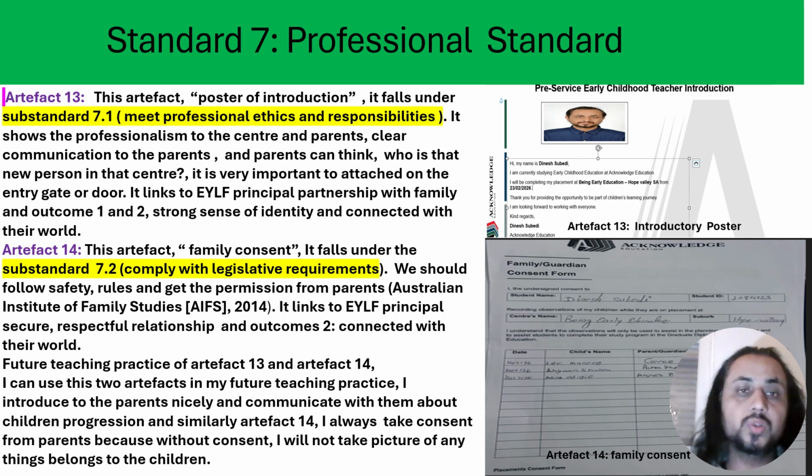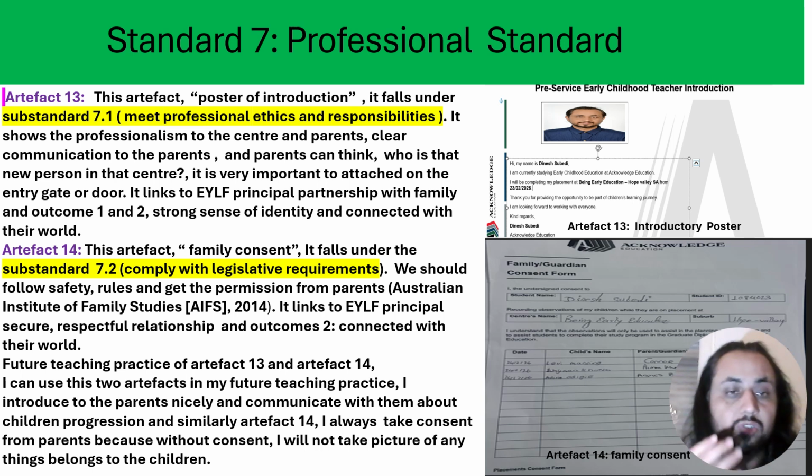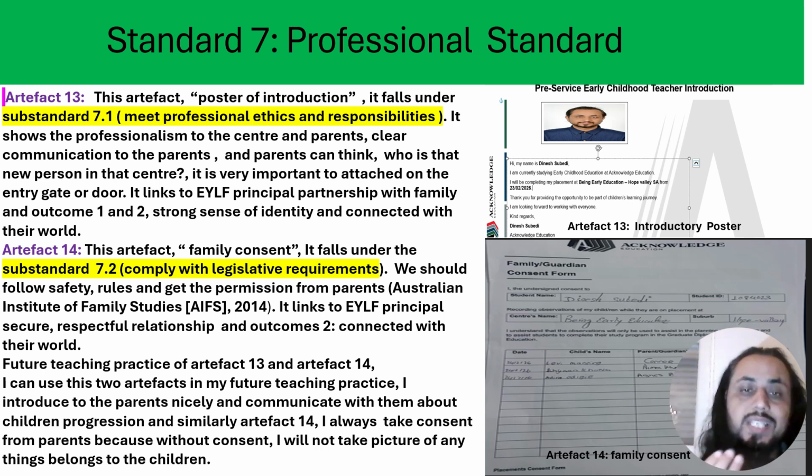This slide belongs to Standard 7, professional engagement. Artifact 13, the poster of the introduction, falls under substandard 7.1, meet professional ethics and responsibilities. It shows professionalism to the center and the parents, and gives clear communication to the parents about who the new person in the center is.